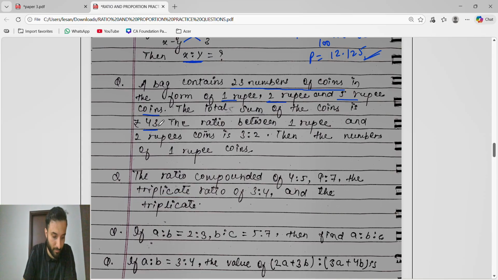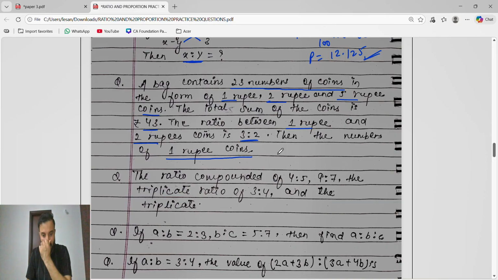Okay, total sum is what? Total sum is 23 rupees. The ratio between 1 rupee and 2 rupee coins is 3:2. Then the number of 1 rupee coins. Okay guys, again see here the ratio they have given, means this is a question of ratio and proportion.